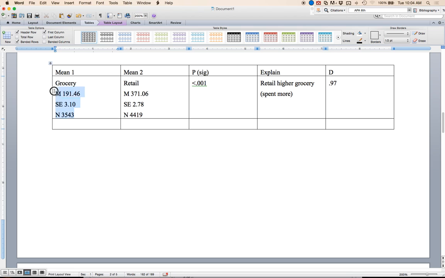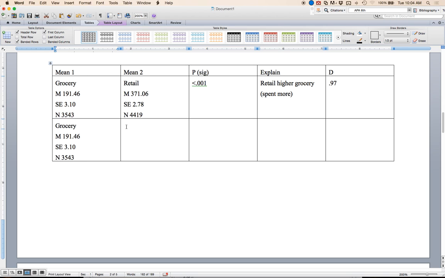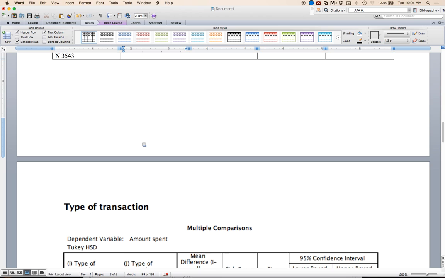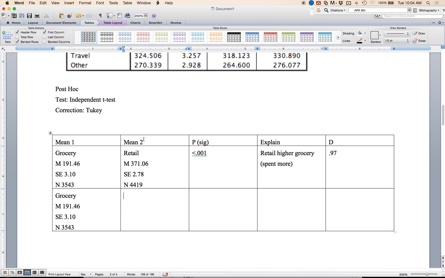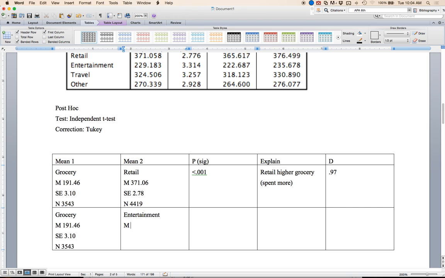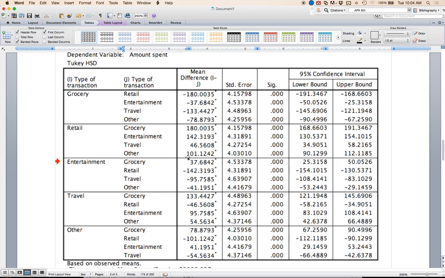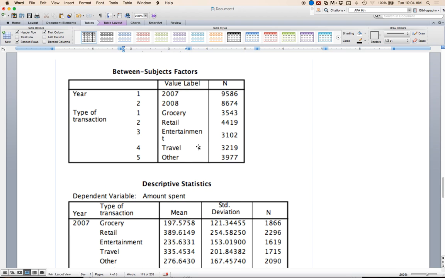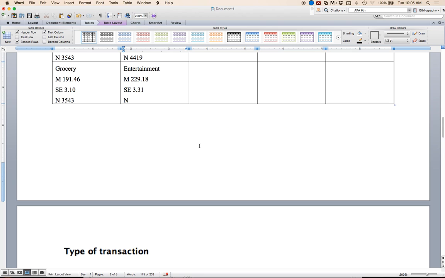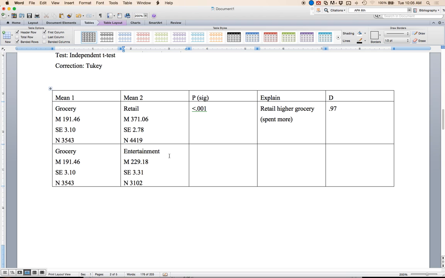And then I would keep going, so let's just do one more. And do grocery versus, who's next? Entertainment. So my mean for entertainment's 22918. My standard error for entertainment 3.31. And in, go down here to this big box, 3102. So you do get all the information you need from SPSS, just in very different locations.